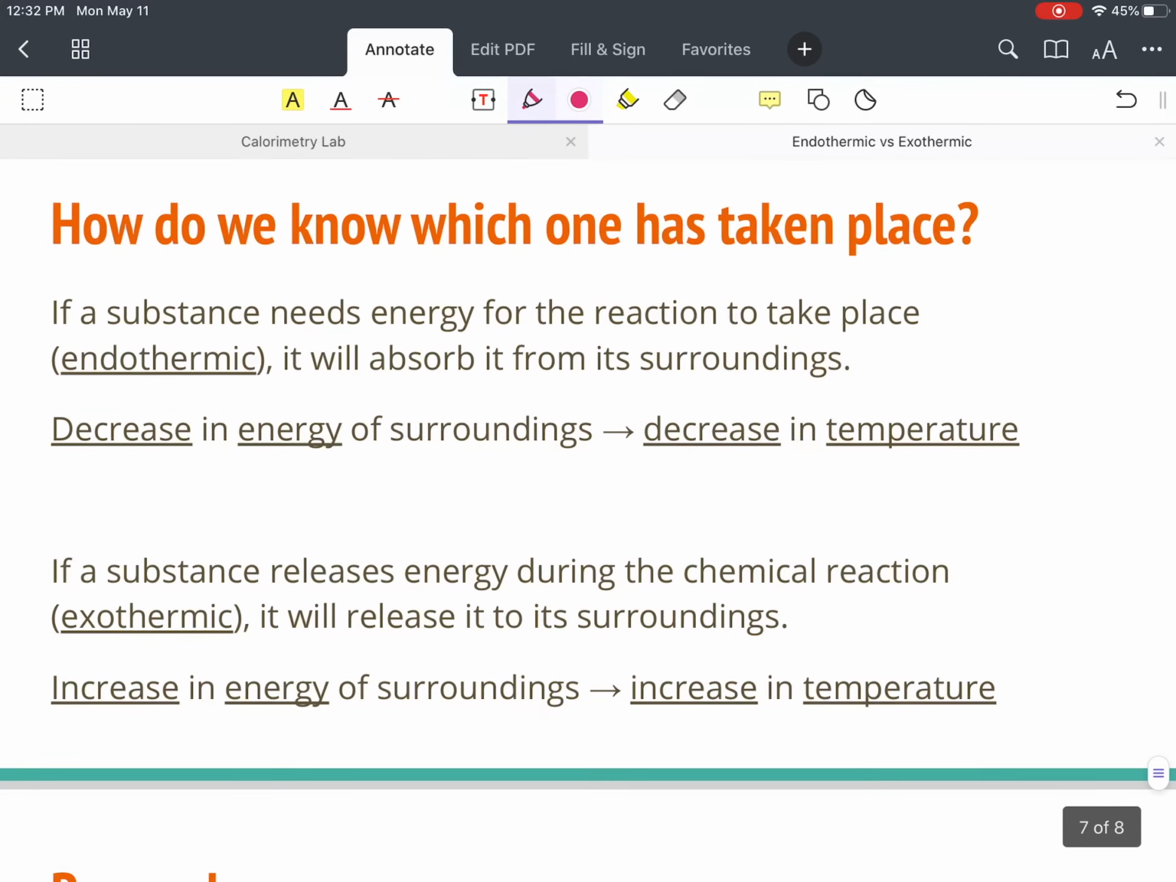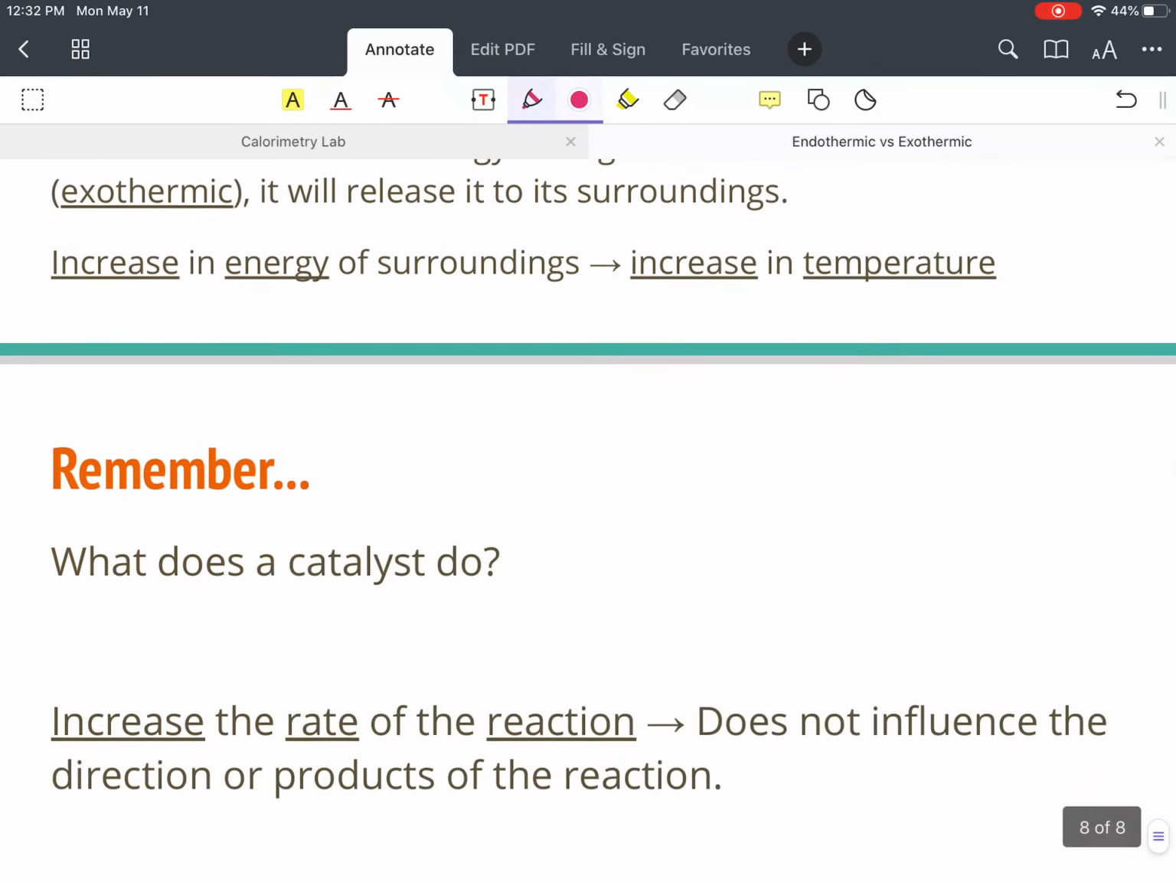Okay. And then here is, if you need to pause it to fill in the notes, this just goes over exactly what I just drew. Okay, so if you need to pause it here to write down the words, that's fine.